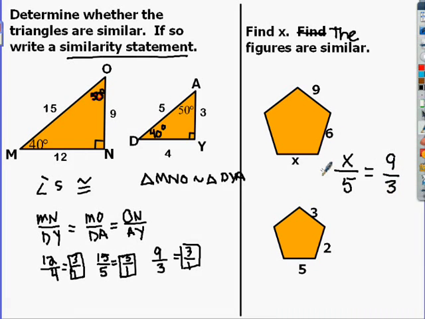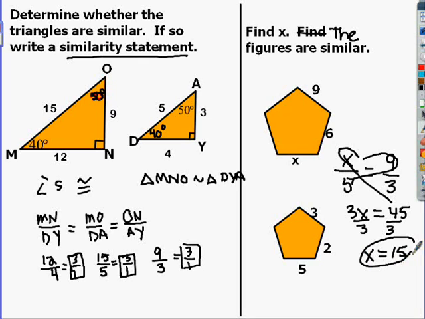Could I have used 6 and 2? Absolutely. It would give me the exact same answer. So now I'm ready to cross multiply. 3 times x gives me 3x. 9 times 5 gives me 45. Now I would divide by 3, so x equals 15. Okay, that was a little bit of a review from Friday. Now we're ready to learn the new material.